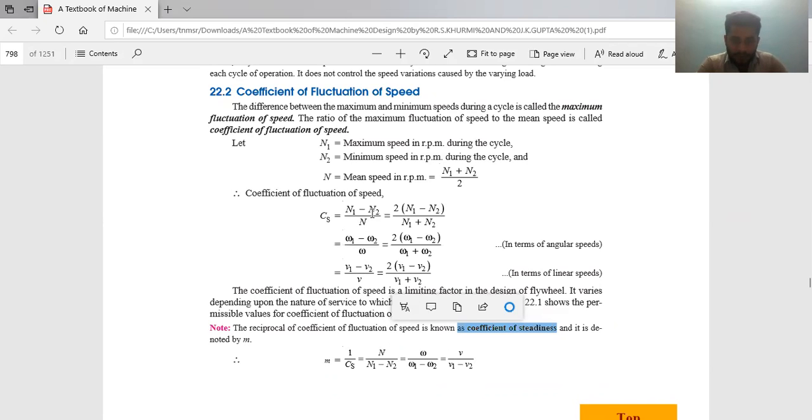If CS is N1 minus N2 by N, if I take the reciprocal, it will be N upon N1 minus N2. In terms of omega, it will be omega divided by omega 1 minus omega 2. In terms of linear speed, it will be V upon V1 minus V2. Again, you have to read the question. Accordingly, you have to decide which formula you have to use to calculate the value of coefficient of steadiness. Any doubt? Right. Fine. All these things you have already done in your dynamics of machine part. So I'm not going into these things in detail.